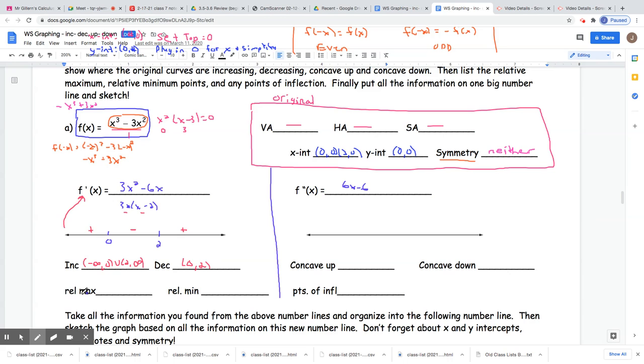Maxes and mins happen wherever the sign changes on the number line. It changes at 0 and 2. You just have to figure out that increasing then decreasing means a max. So that's at 0. And the min happens at 2, where it goes from decreasing to increasing. Remember, you plug back into the original to get your y. So when I plug 0 in, 0 minus 0 is 0. When I plug in 2, 2 cubed is 8. 2 squared is 4. 4 times 3 is 12. 8 minus 12, what is that? Negative 4.